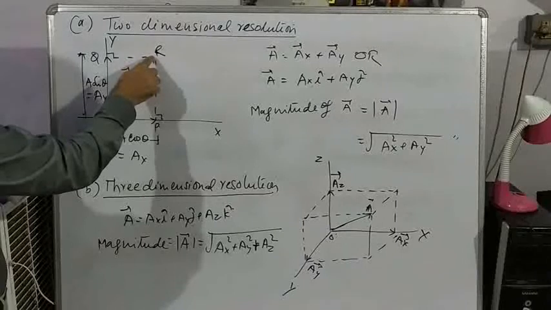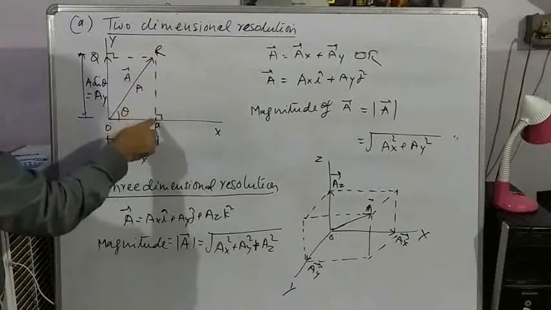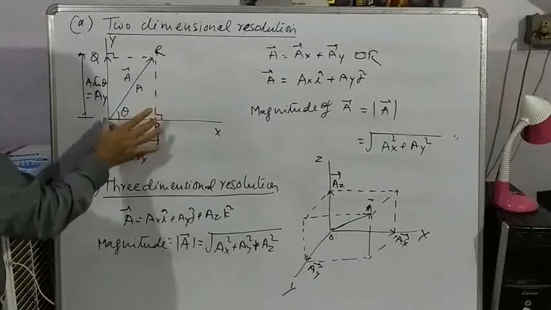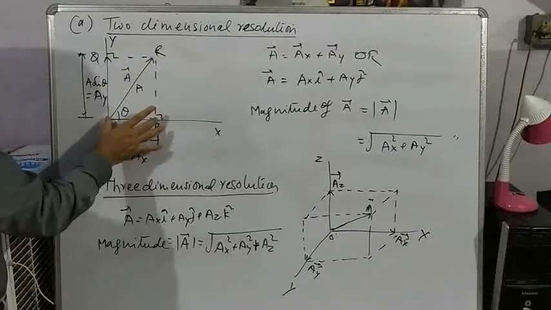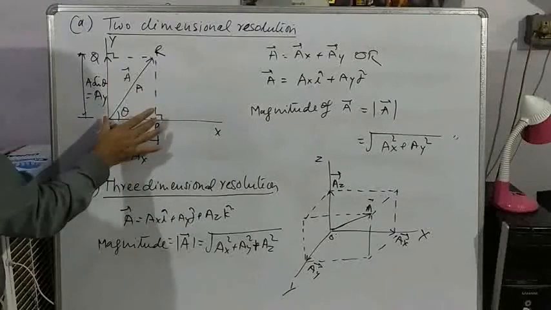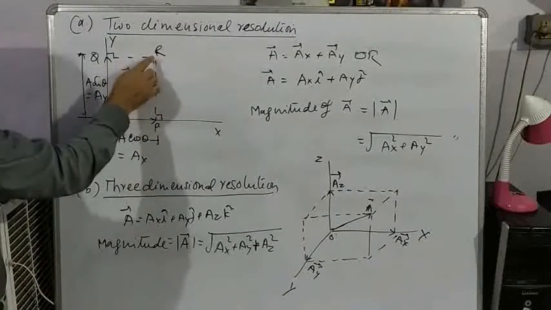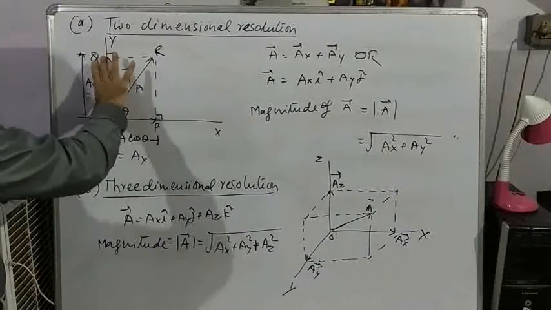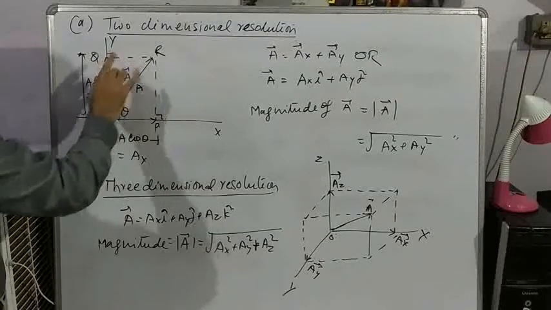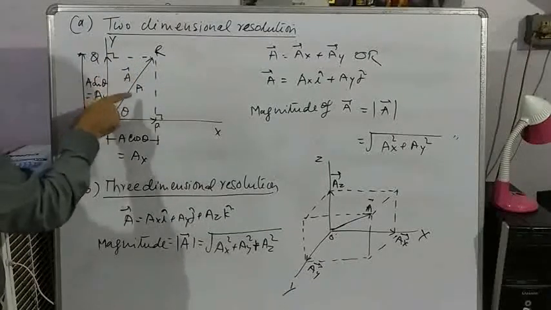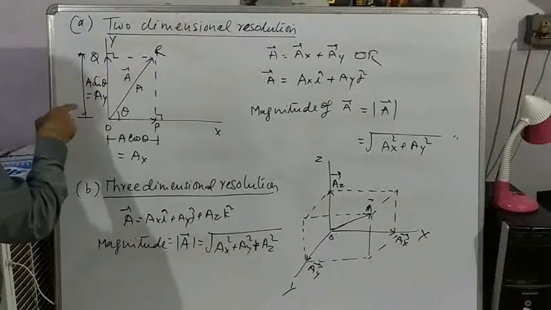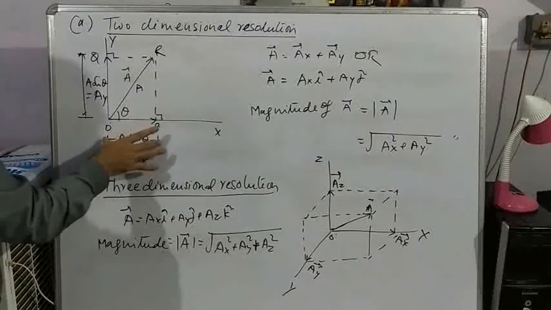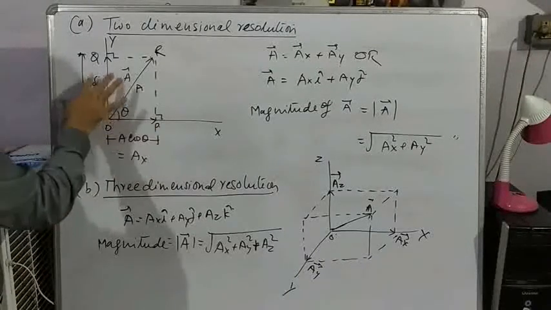From the head of the vector you draw a perpendicular on the x-axis. You are getting some length. This length is the component of vector A along the x-axis. Similarly, you draw a perpendicular from the head of the vector on the y-axis. Again, you are getting some length. This length is the component of vector A along the y-axis. Normally, it is called the horizontal component and it is called the vertical component.